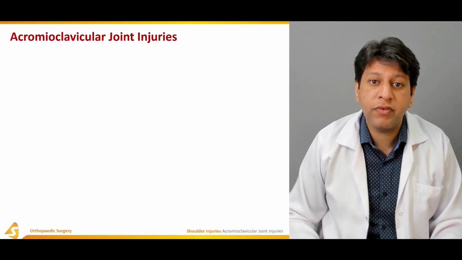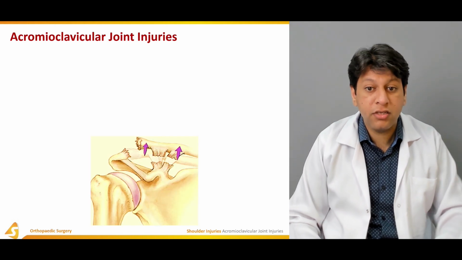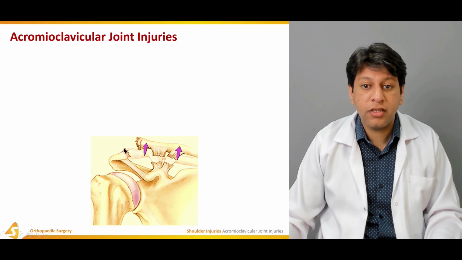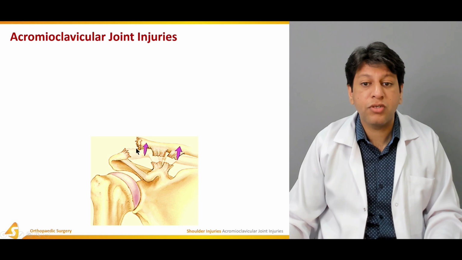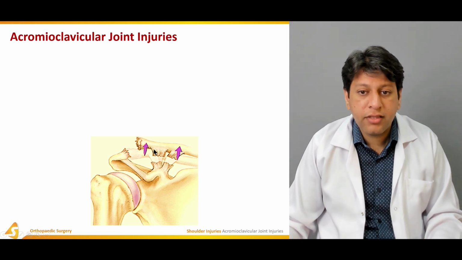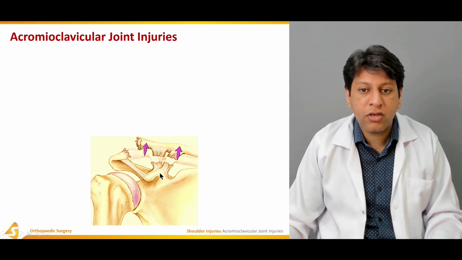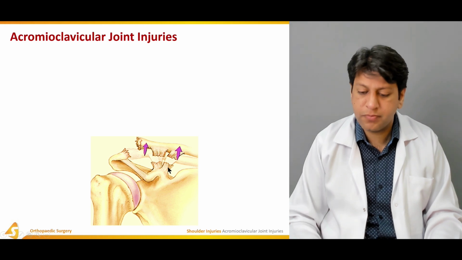So what is the acromioclavicular joint? It's a joint formed by the acromion process of the scapula and the clavicle. If you see it over here, there is a thickening of the capsule around the acromioclavicular joint, most commonly on the superior and posterior aspect. And the clavicle is attached to the coracoid through the coracoclavicular ligaments, that is the trapezoid and conoid.